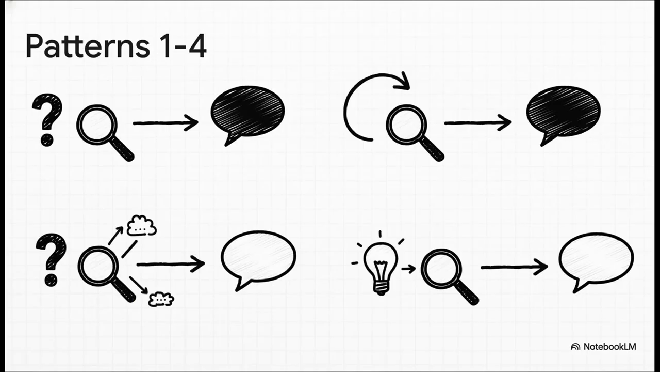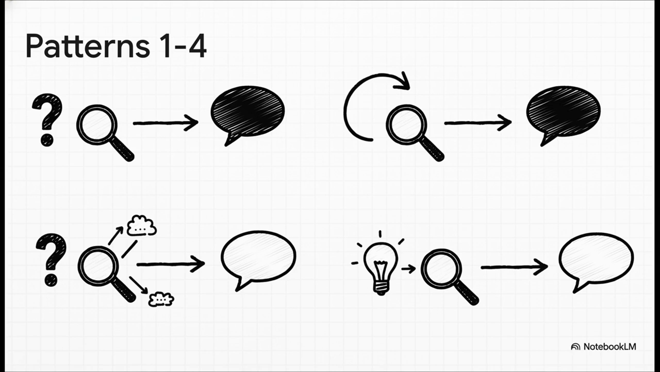So we start with the basics. Pattern 1 is simple RAG. It's the hello world of the field. You retrieve some info, stuff it into a prompt, and get an answer. It's great for our prototype, but that's about it. Pattern 2 adds a memory layer, which helps with conversational context. Number 3 is branched RAG, which cleverly breaks down a complex question into smaller sub-questions to get more accurate results.